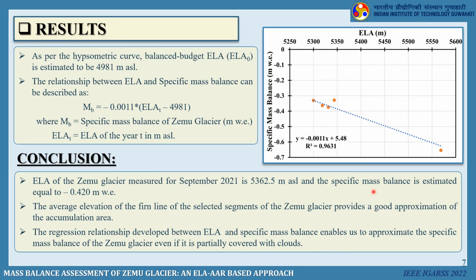ELA and the specific mass balance by this method were calculated for the Zemu glacier for the year 2021, and by the result obtained, we can conclude that the average elevation of the firn line of the selected segments of the glacier provides a good approximation of the accumulation area. The regression relationship developed between the ELA and specific mass balance enables us to approximate the specific mass balance of the Zemu glacier even if it is partially covered with clouds.